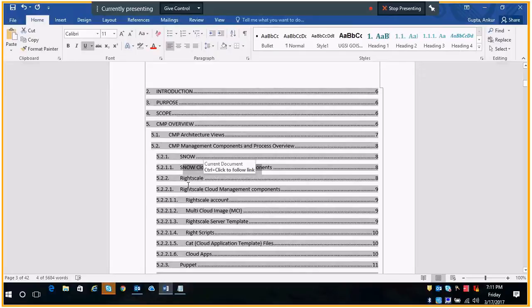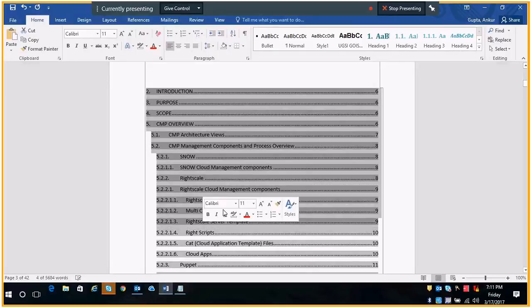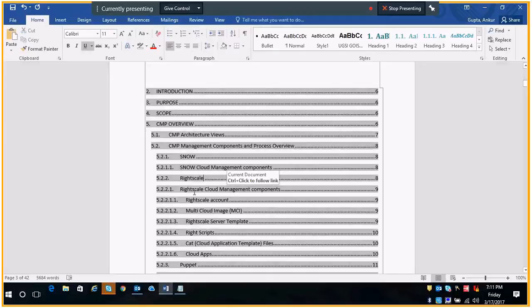Then under RightScale, we have these many components: RightScale cloud management component, RightScale account, multi-cloud image, RightScale server template, and RightScripts, CAT files, and cloud apps. This is what we have. And then we have Puppet. So for RightScale, Marcio has created, but Marcio, for Snow and Puppet, I think we need to build a similar format to what you have made for RightScale. Yes, that's the reason I have updated that. So I put down there as TBD. I'll come there and mark it as GLO.